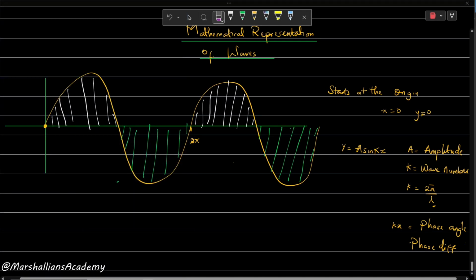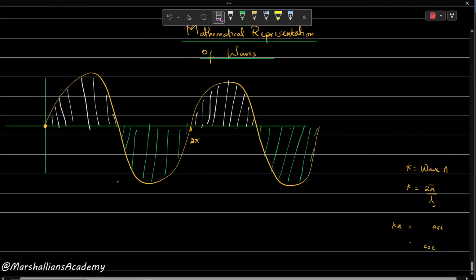Hello guys, welcome to another physics class, and we would continue from where we stopped in our last class on waves. Today we are going to be speaking on the mathematical representation of waves. So without further ado, let's just get straight into business.